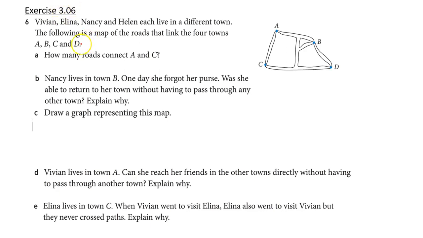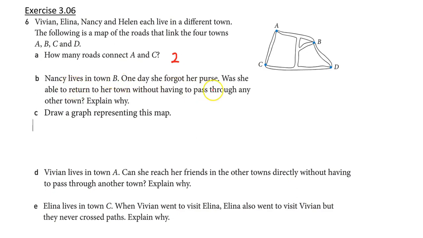Let's look at how to solve question 6. Question 6 is about the map of 4 towns, namely A, B, C, D. First question, how many roads link or connect A and C? If you look at the diagram, there are 2 roads that link between A and C, so the answer here will be 2.